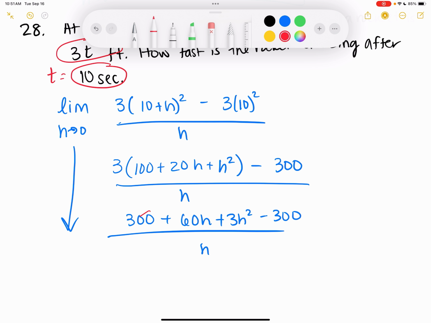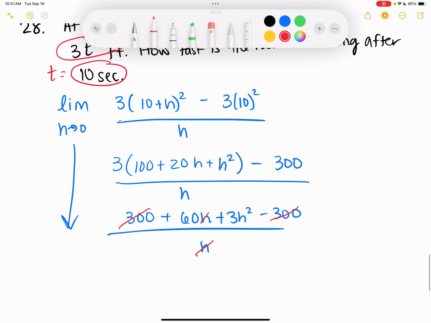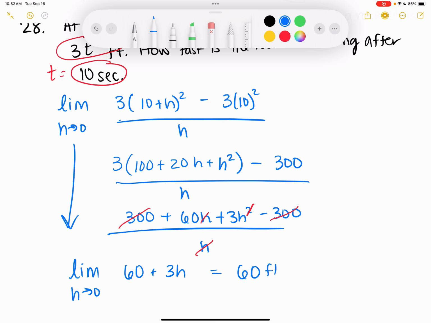Now, I'm always hesitant to let people do this, but if you can take out your h's like this and not actually have to show that you're factoring it out, if you can remember to take it out of all the pieces, that's fine. The only reason I typically make people do it the other way is because they tend to forget. But if you're like, nah, I've got it under control, you can do it that way. So limit as h approaches 0 then of 60 plus 3h would be equal to 60, and we were dealing with feet in seconds, so feet per second for the speed.